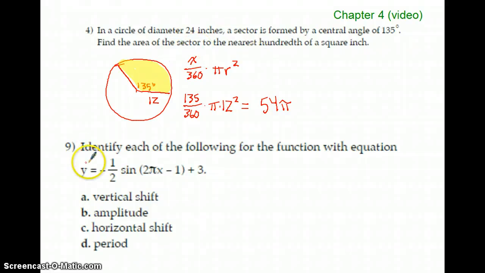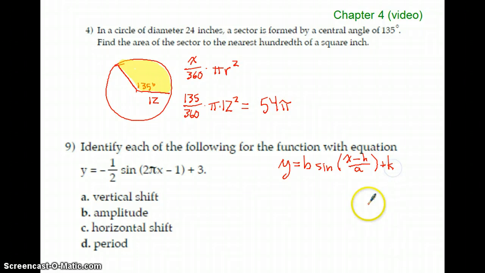All right, so identify each of the following for the function of the equation. All right, so the general equation for this was y equals b times, I'll call this one sine, x minus h over a, and all these things stand for something, plus k. All right, the easy ones are the k and the b. K is how much vertical shift we have, and b is the amplitude. So amplitude is kind of easy here. This is half. Vertical shift is 3, which is no big deal.